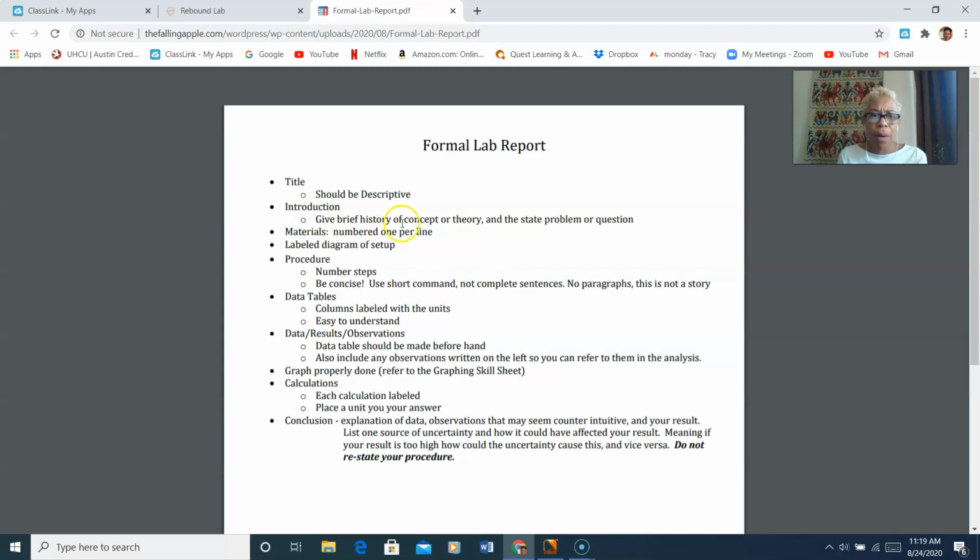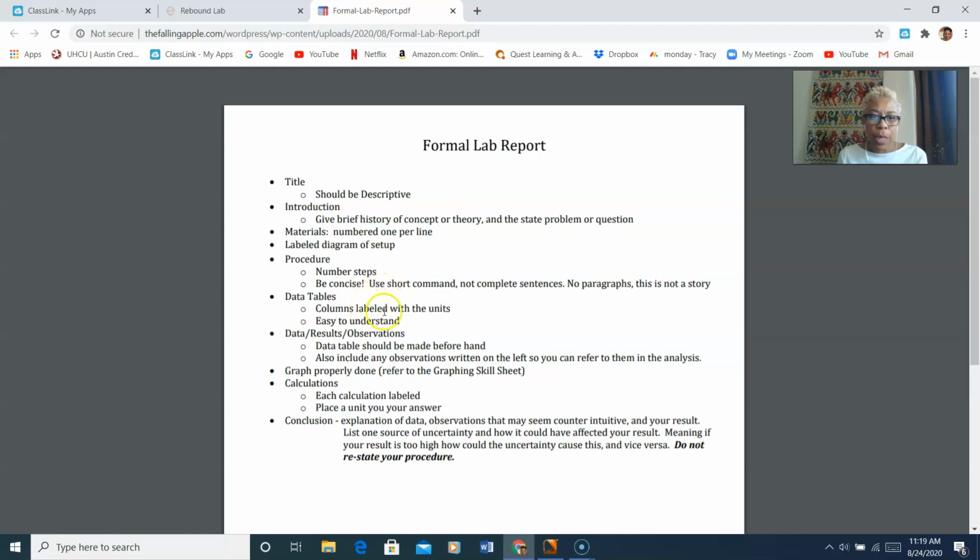A labeled diagram of your setup. So draw a picture of what you're doing and label everything. The labels in your diagram should list the materials you have above. Give me a step-by-step procedure. It should be pretty easy. Not that many commands in this procedure, probably 3, maybe 4.